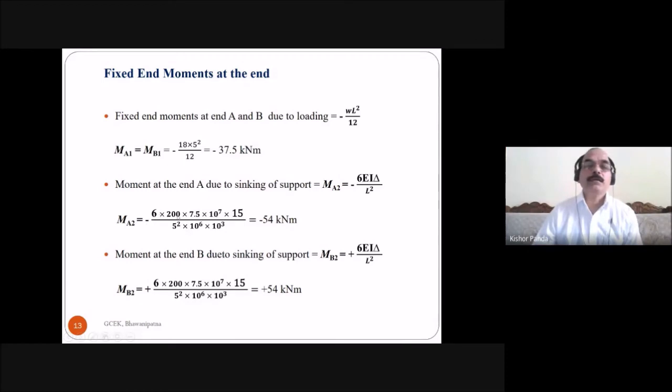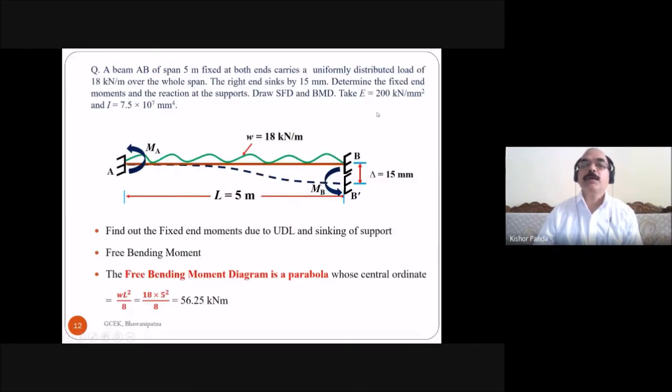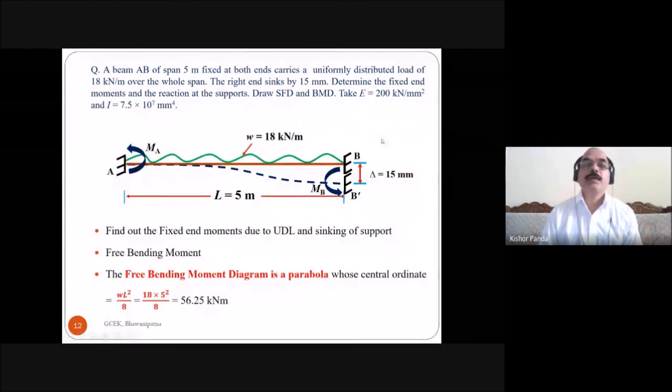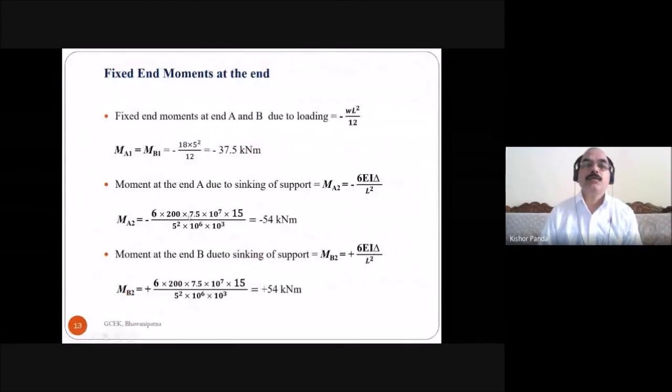MA2 is equal to minus 6, EI and delta are given. So E value is given as 200 kilonewton per mm square, and I is given as 7.5 into 10 to the power 7 mm4, and delta is given in mm. So this is E and I, kilonewton per mm square, and this is mm4. So after multiplying E and I, you get kilonewton mm square: 200 into 7.5 into 10 to the 7 kilonewton mm square.